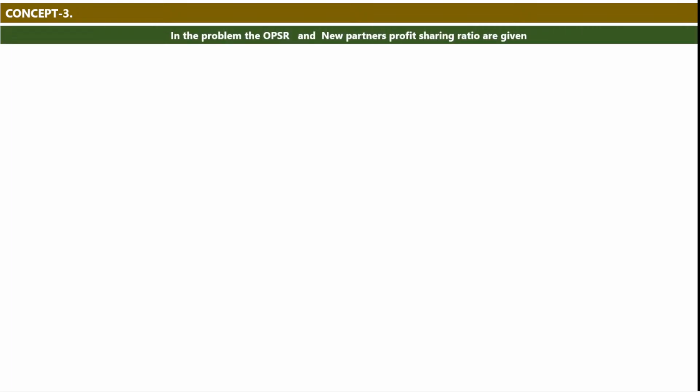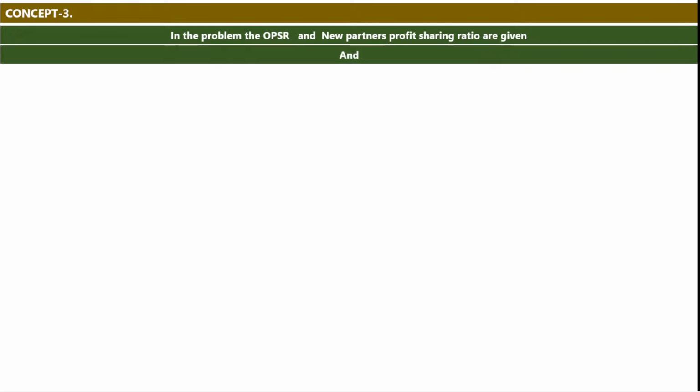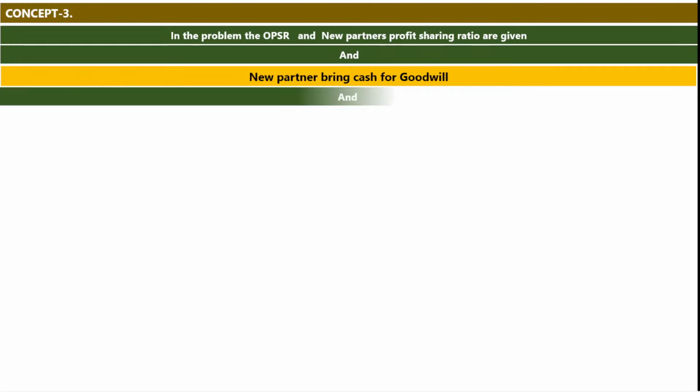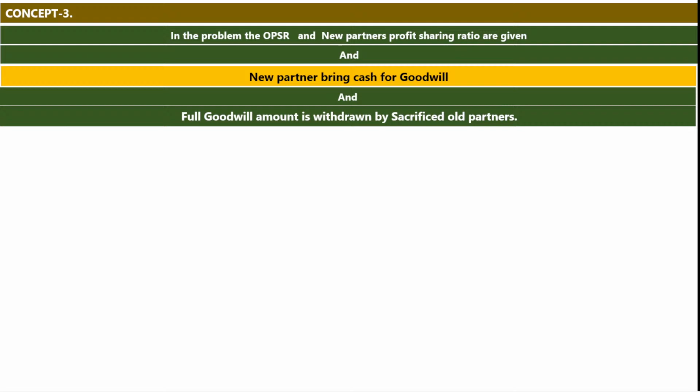Concept number 3. In the problem, OPSR and new partner profit sharing ratio are given, and the new partner brings cash for goodwill, and the full goodwill amount is withdrawn by the sacrificed old partners. I am explaining the situation.